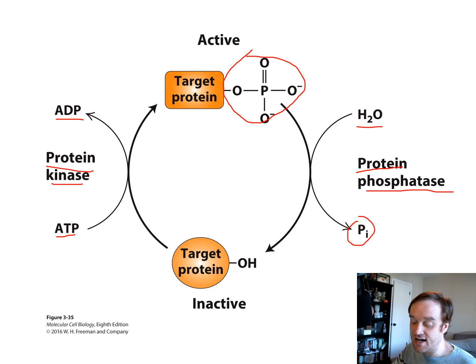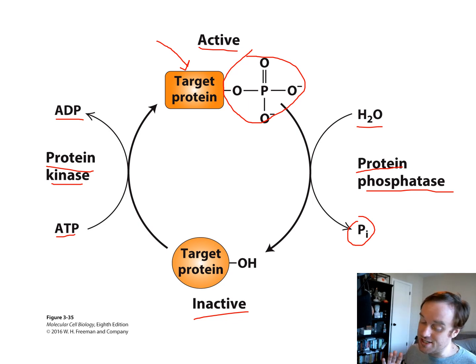So if adding this phosphate group to the target protein inactivated it, removing it will turn it active, or like the slide says, if the kinase activity activated a protein, removing that phosphate group with a phosphatase will inactivate it. So it's all very dependent on the protein that you're actually targeting. In the human genome, I believe there's over 500 kinases that regulate different proteins. They can regulate multiple proteins or a single protein. So this is a giant family that turns proteins on and turns proteins off.